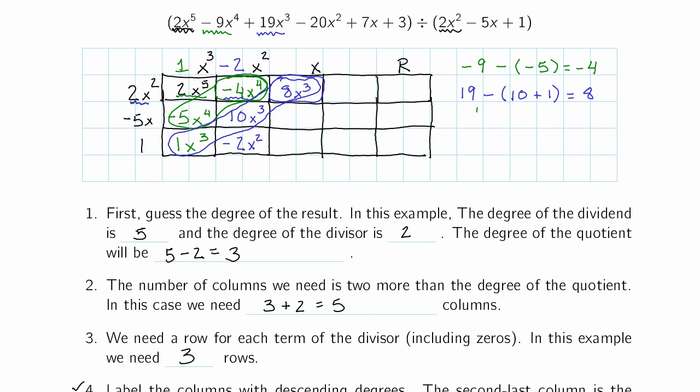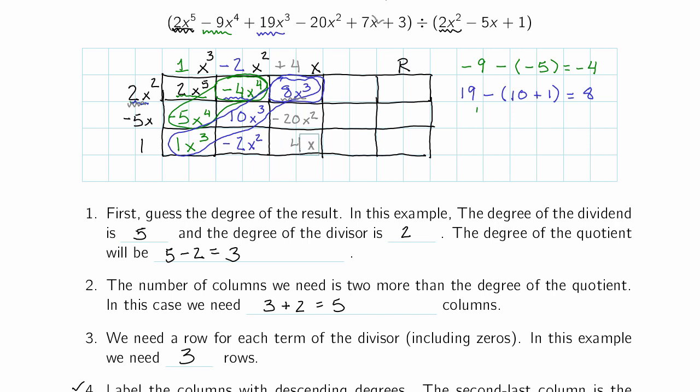Okay, now I'm back to my reverse multiplication step. What do I need to multiply the 2x by to get an 8x to the 3rd? Well, I need to multiply it by a positive 4x. Multiply to fill in the column. 4x times negative 5x is negative 20x squared. 4x times 1 is just 4.